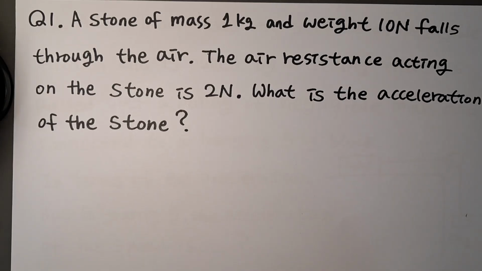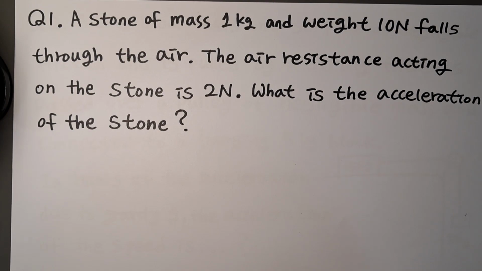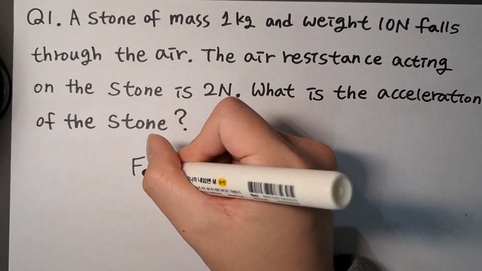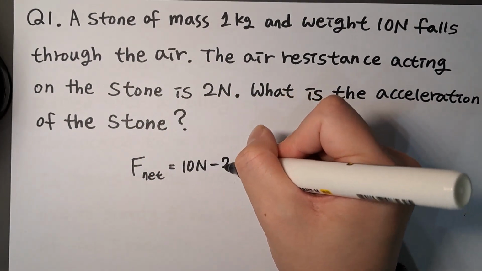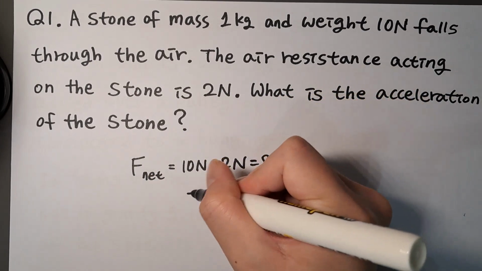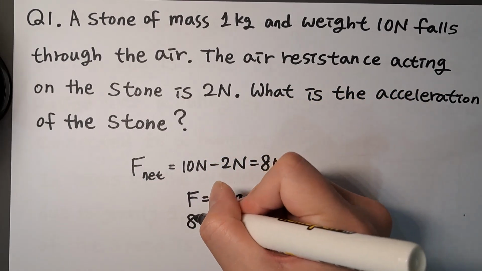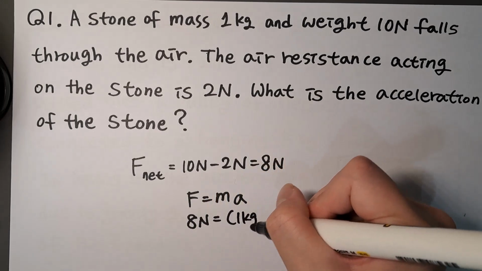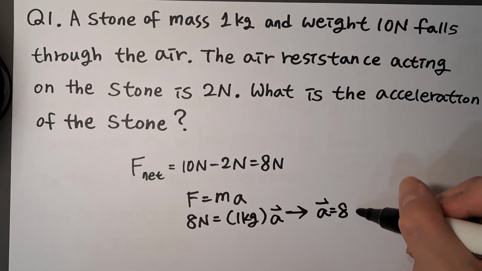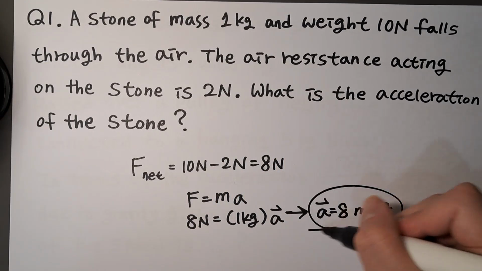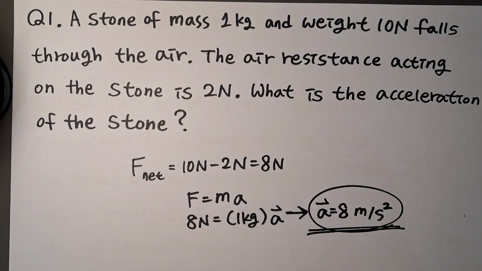A stone of mass 1 kilogram and weight 10 newton fell through the air. The air resistance acting on the stone is 2 newton. What's the acceleration of the stone? So we are going to find the net force. So the acceleration is going to be 8 meters per second squared.